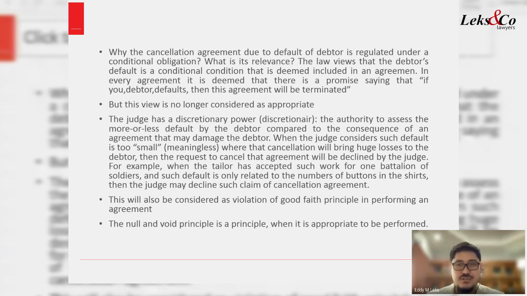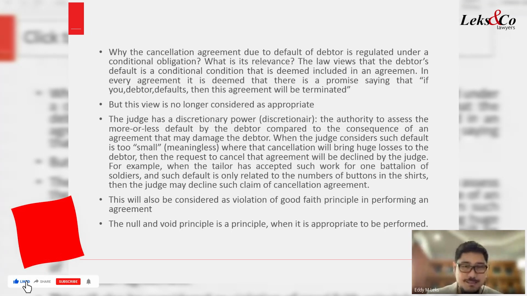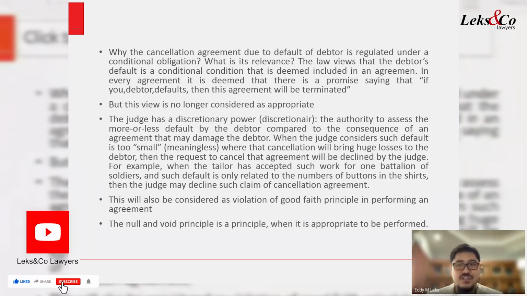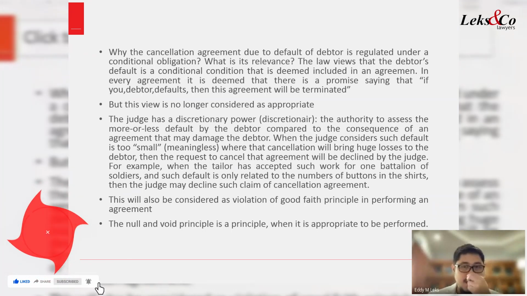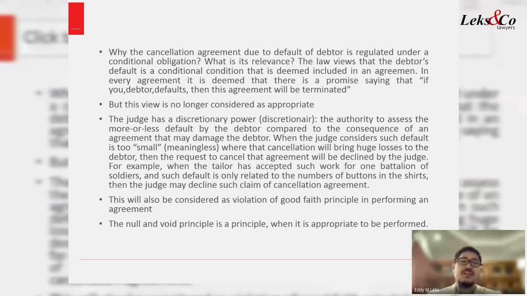When the judge considers such default is too small, meaningless, where that cancellation will bring huge losses to the debtor, then the request to cancel that agreement will be declined by the judge. For example, when the tailor has accepted such work for 1 battalion of soldiers and such default is only related to the number of buttons in the shirts, then the judge may decline or should decline such claim of cancellation. This will also be considered a violation of the good faith principle.